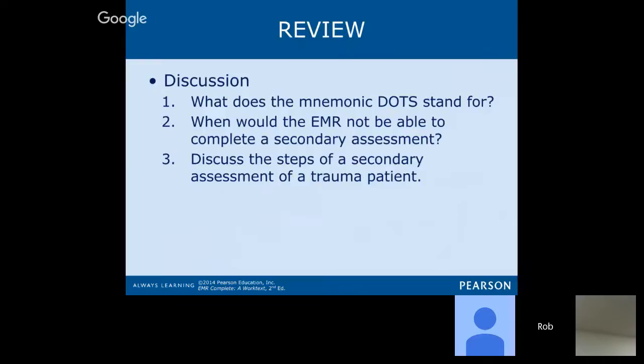When would the EMR not be able to complete a secondary assessment? If you're by yourself, when you're addressing an airway or something. Yeah, whenever you're addressing a life-threatening illness or injury and you're by yourself. Good job.